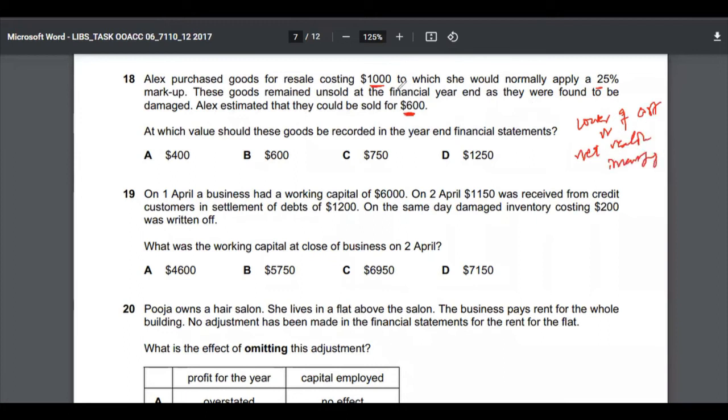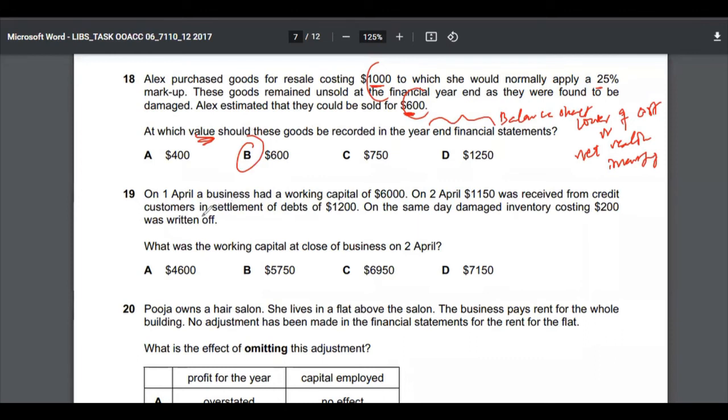Right? So the cost here in this case is actually $1,000. But they could be only sold for $600, right? And at what amount would the value of these goods be shown at the year end of the financial statements, which is basically talking about the balance sheet? This unsold inventory would be shown as an asset, but at what value? That's what the question is asking. So the answer to multiple choice 18 is actually going to be $600.